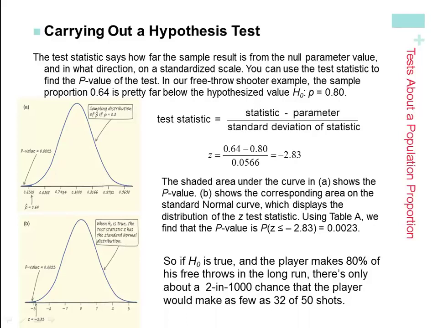So, if the null hypothesis were true, the player makes 80% of his free throws in the long run, there's only about a 2 in 1,000 chance that the player would make as few as 32 out of 50 shots. Remember, if the p-value is low, the null must go.